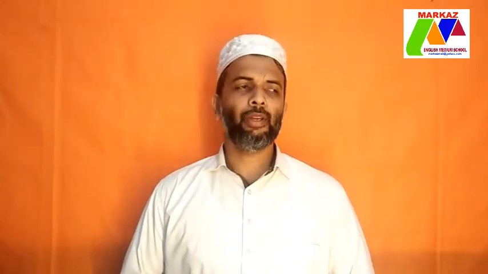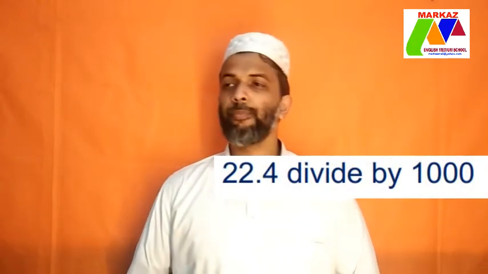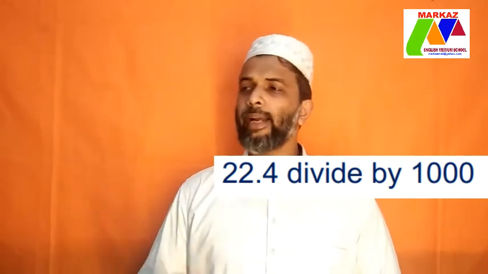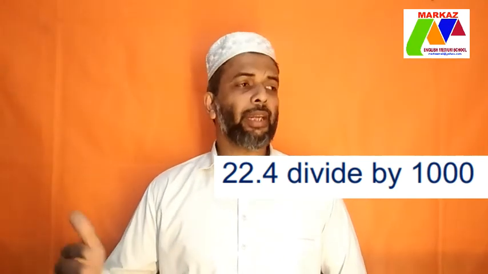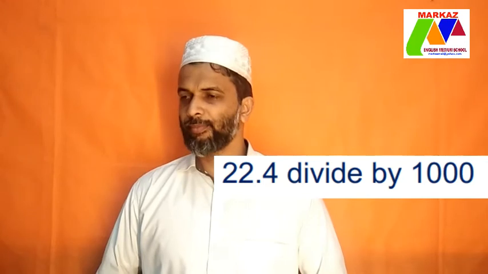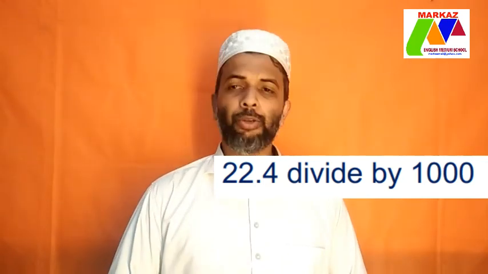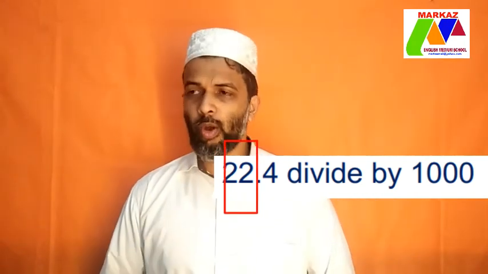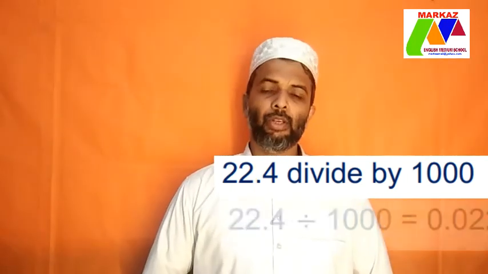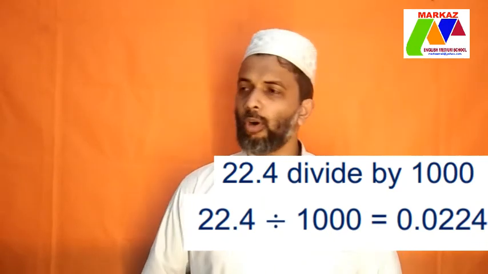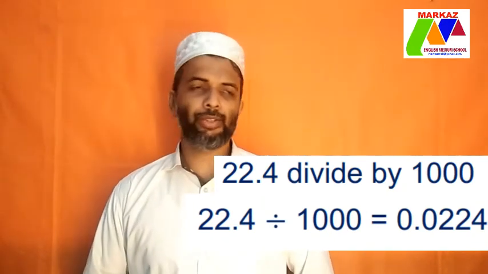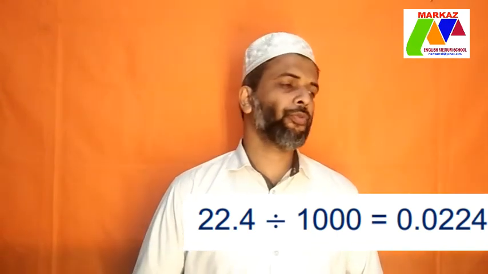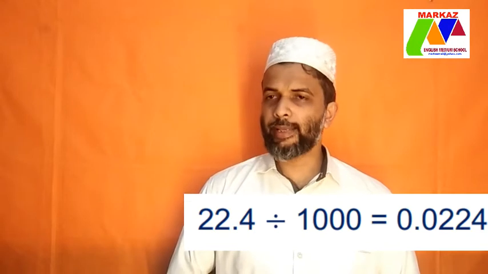Write third question. 22.4 divided by thousands. When thousands, move the decimal point to the next three digits in the left. Here there are only two digits before the decimal point. So put one more zero at the beginning of the answer. So 22.4 divided by 1000 is equal to 0.0224. Let us consider a few more examples.